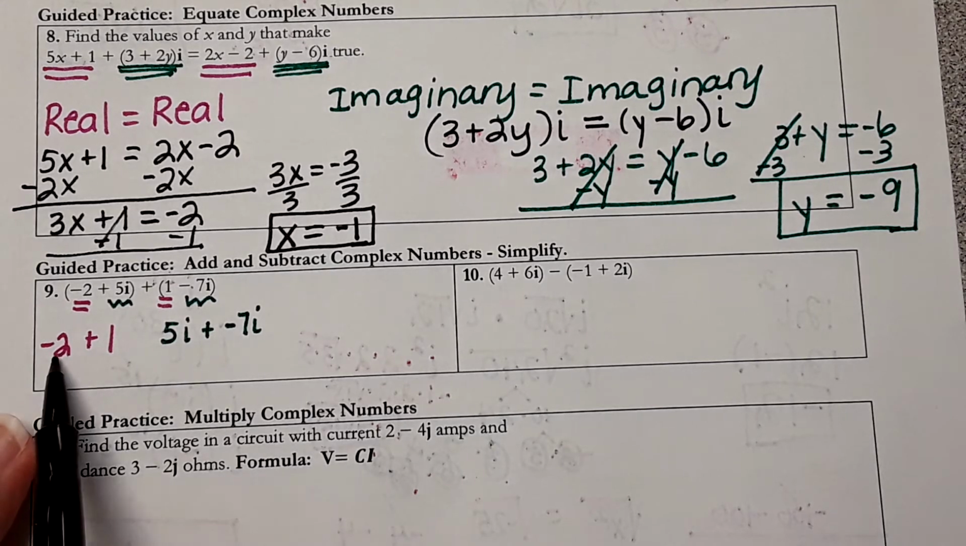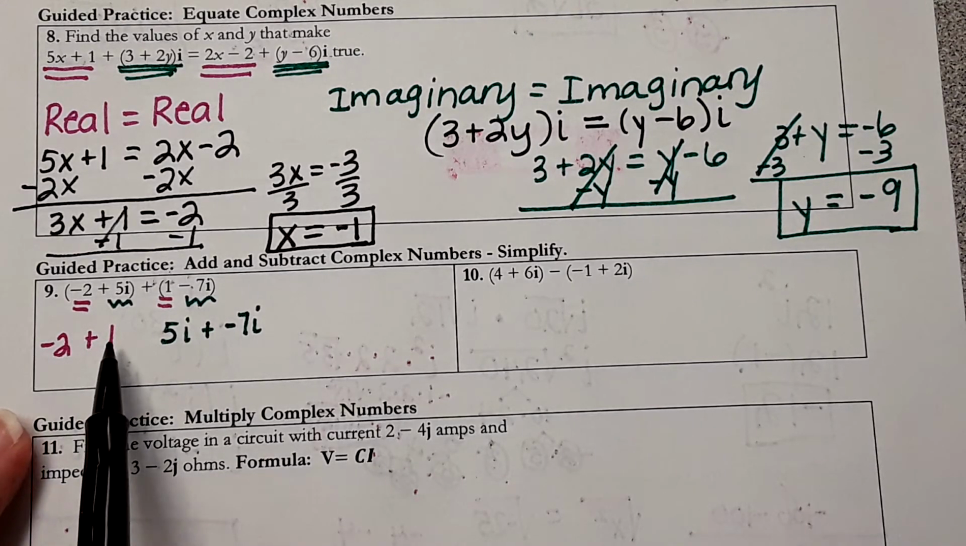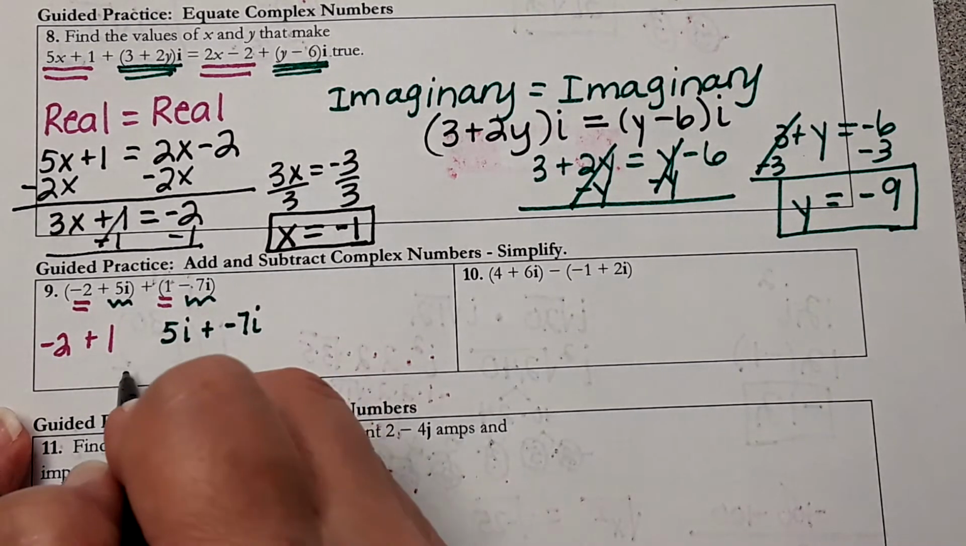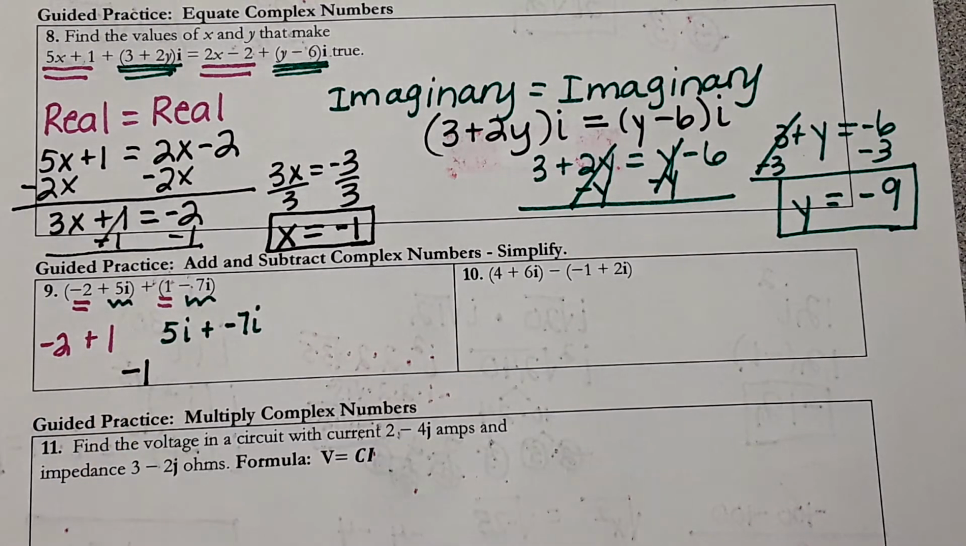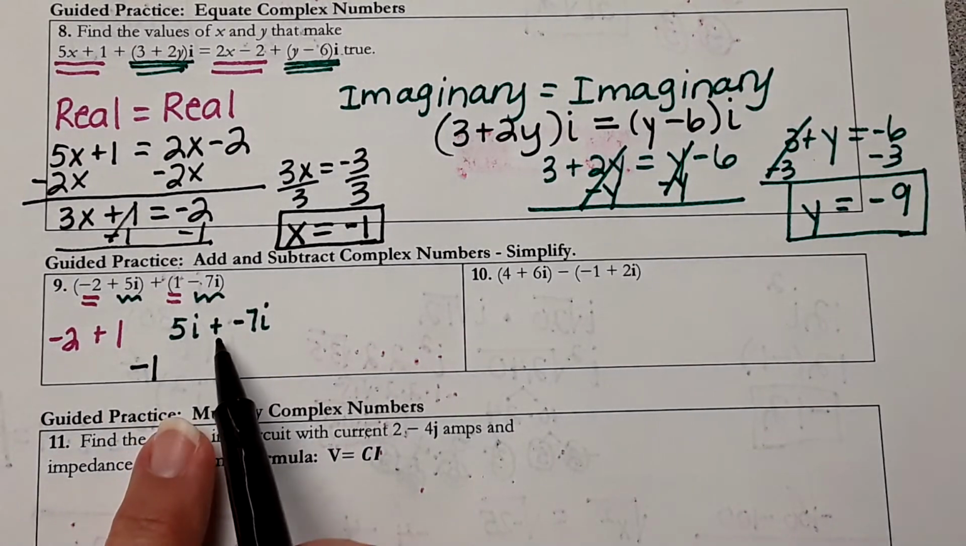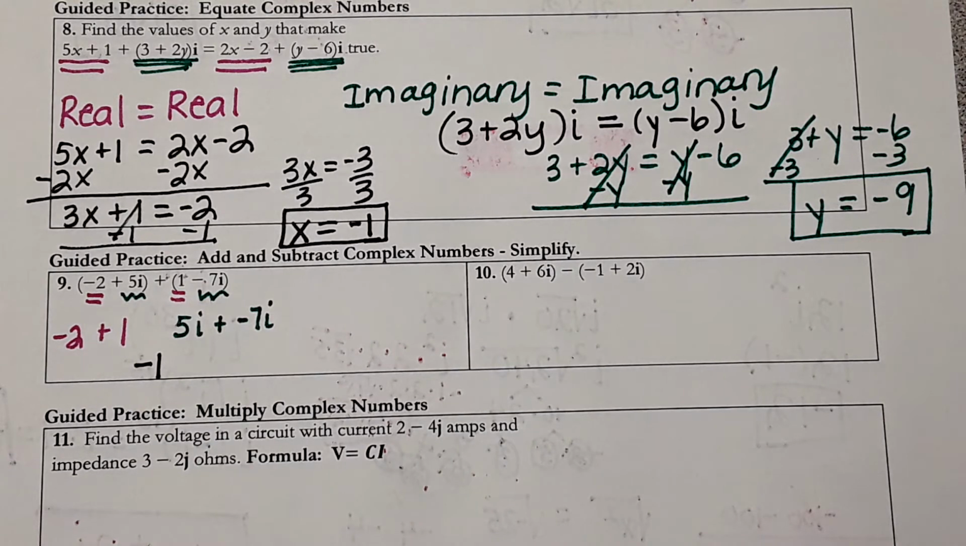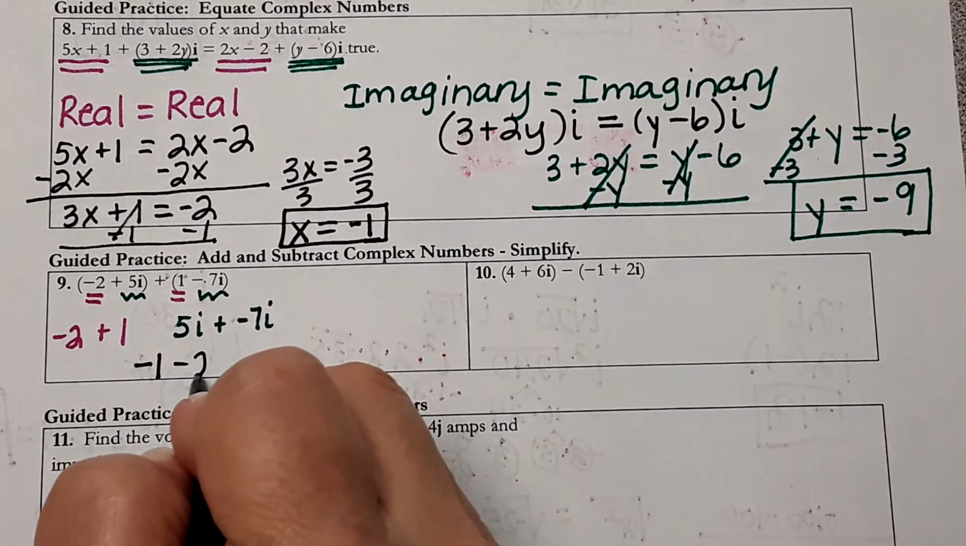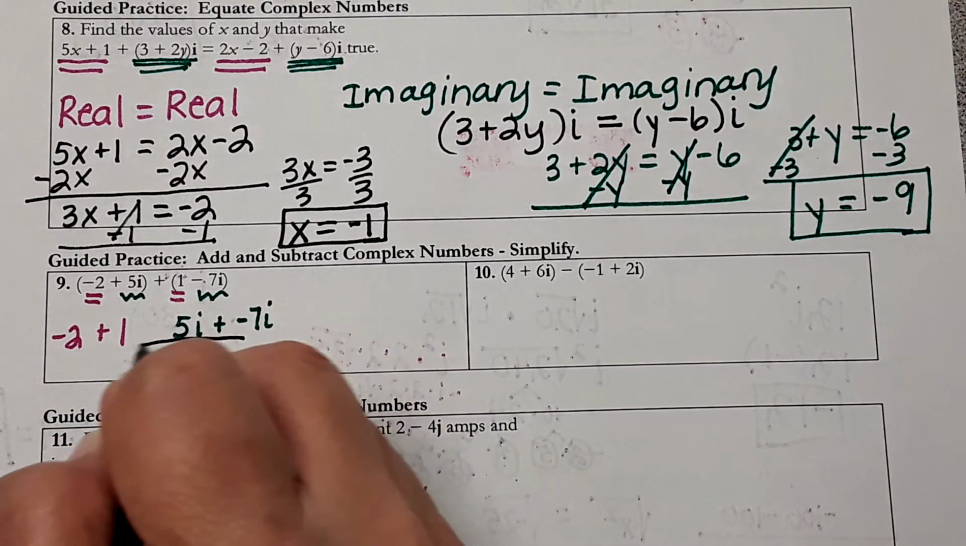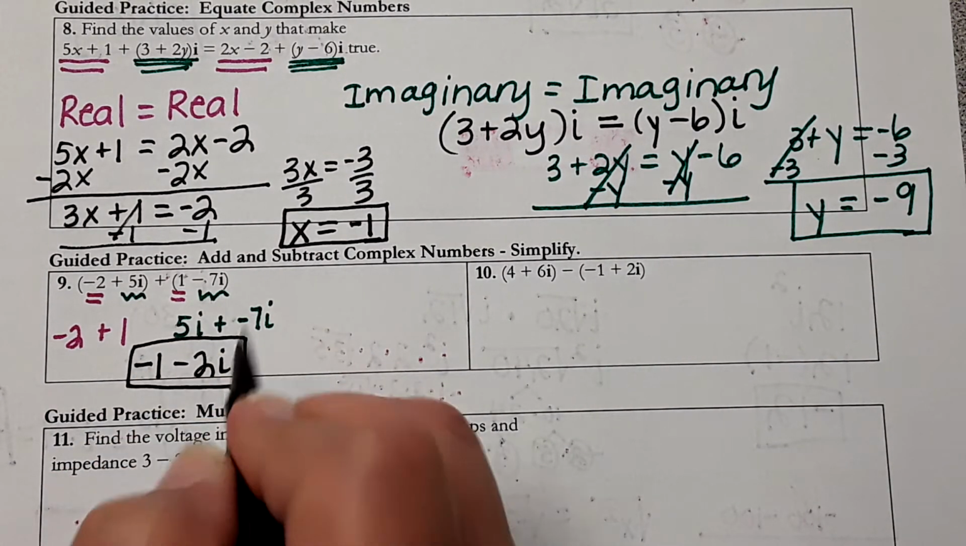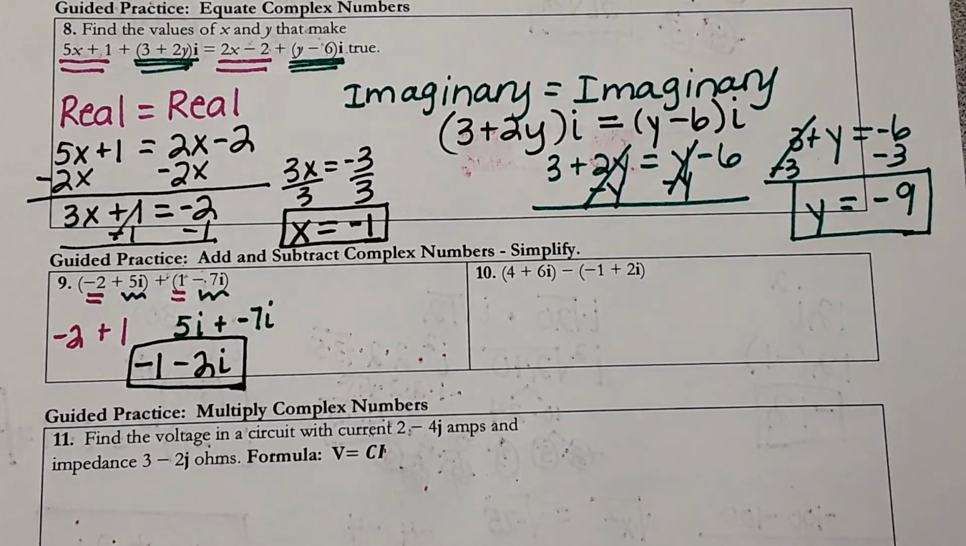So -2 plus 1, -1. That's my real part. 5i plus -7i, -2i. That's my answer, and that's a complex number. And when you go to answer, you guys, your real part always comes first. In a complex number, always write your real part first.